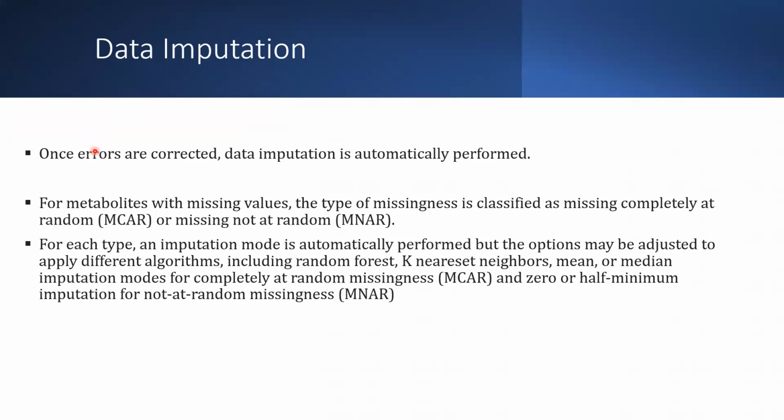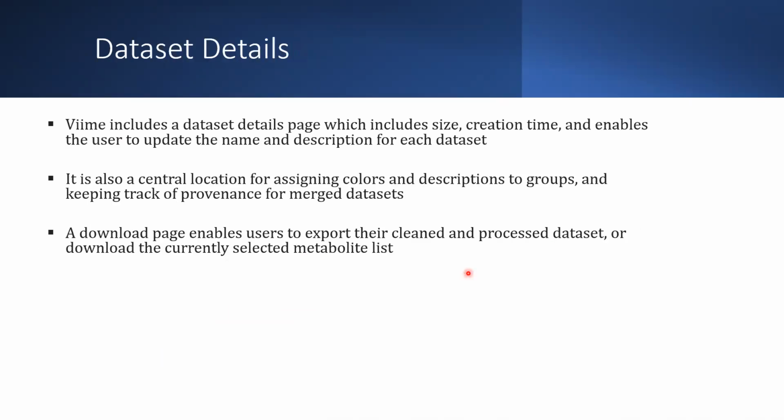So the data imputation. Once you've corrected all your errors, you can start with data imputation. There's something they call missing completely at random and missing not at random. So it uses these algorithms to impute your missing values. It uses the random forest algorithm or the k nearest neighbors algorithm for both missing data at random.